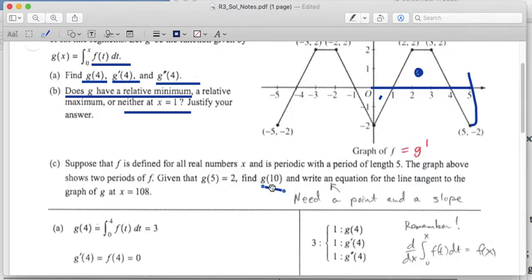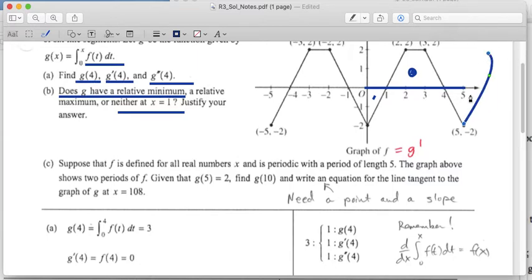How do I find g of 10? Well, g of 10 is just an accumulated area of 2 plus another accumulated area of 2. This graph keeps going, remember, it's periodic, so there's another one of these whole things on the other side of here that they didn't draw. So they both have the same areas. One's got an area of 2, the other one's got an area of 2, g of 10 is 4.